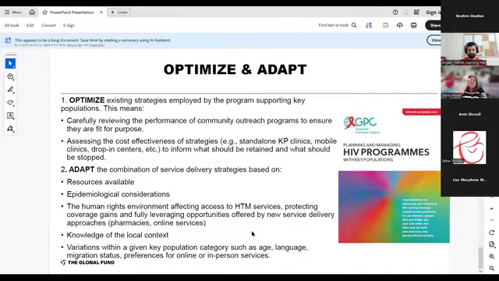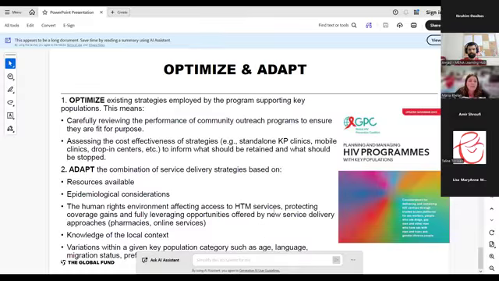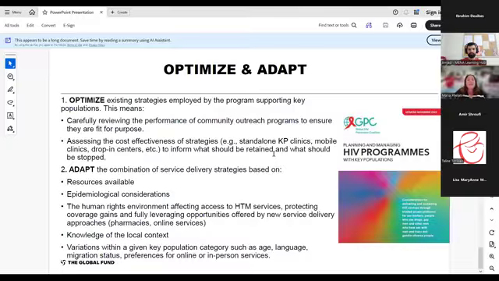Assessing cost effectiveness of strategies and using that trusted access platform approach, how different platforms can be utilized and leveraged to reach people to access services in different ways. Adaptation of the combination of service delivery strategies based on what resources are available, epidemiological considerations, ensuring that those who need the services most are able to access them and they're targeted appropriately for those populations. The human rights environment affecting access to HIV, TB, and malaria services is critical to consider in this.